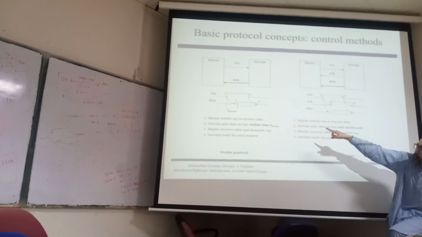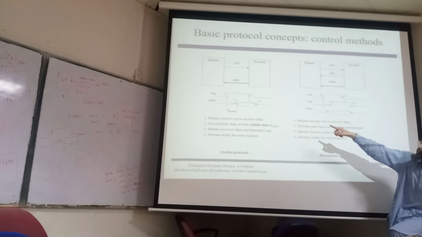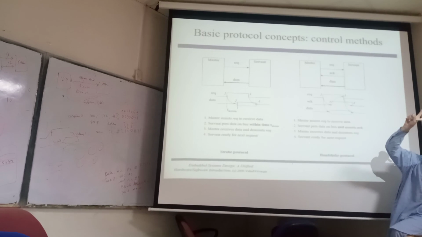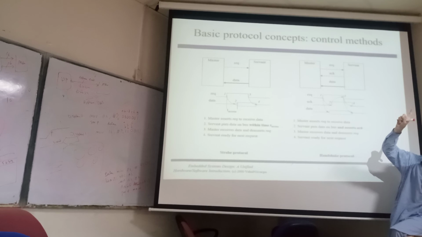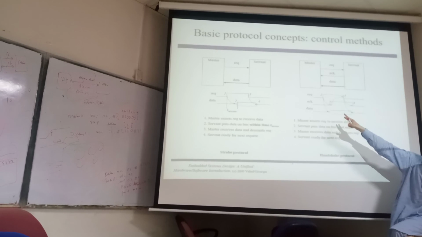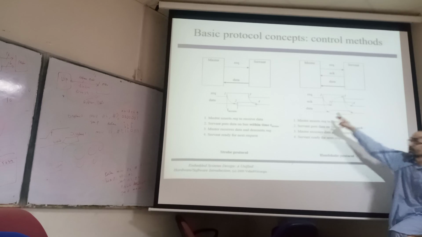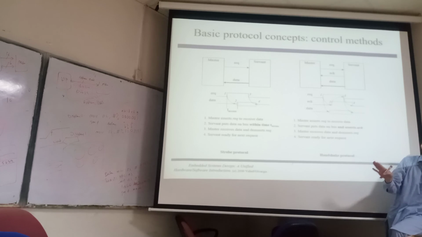To implement the first protocol, how many control signals are used? 1, that is request. In this case, how many control signals are used? 2, request and acknowledge. There are 2 control signals. The data is the same for both.